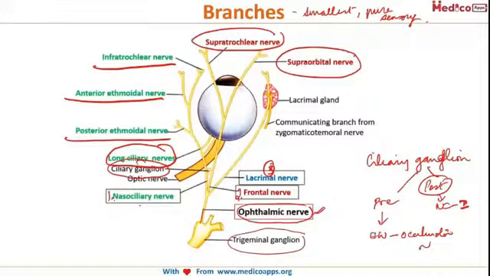Okay, then we have the lacrimal nerve, which supplies the lacrimal gland. So apart from the lacrimal nerve, the lacrimal gland receives a communicating branch from the zygomaticotemporal nerve. Okay, the zygomaticotemporal nerve is a branch of the maxillary division of the trigeminal nerve.